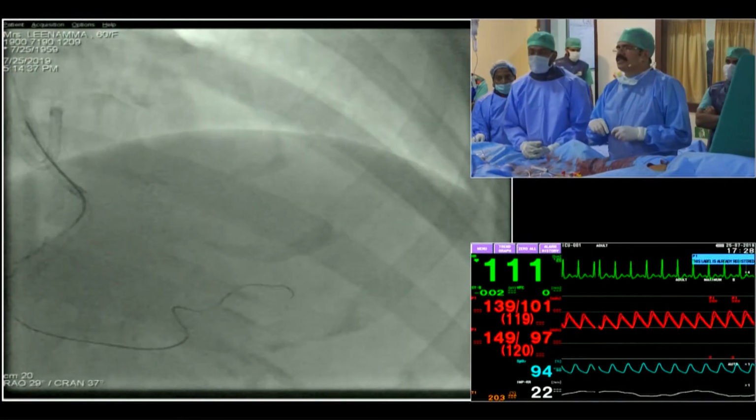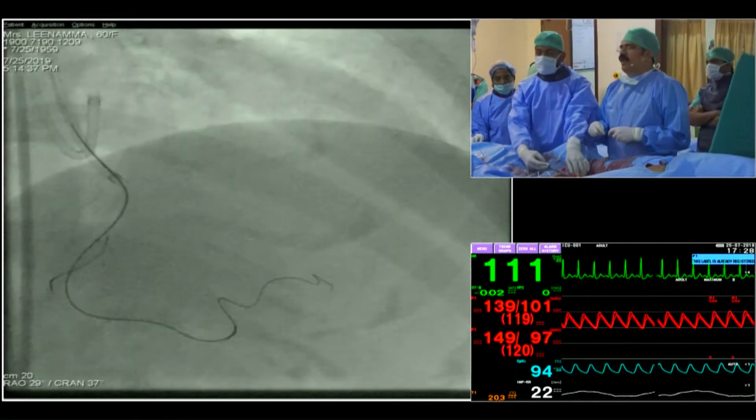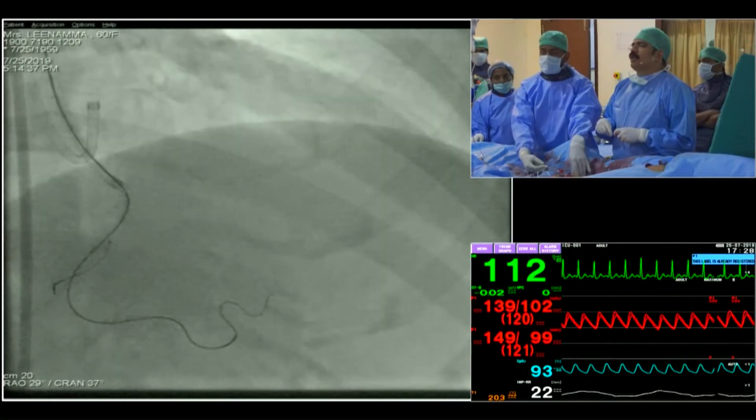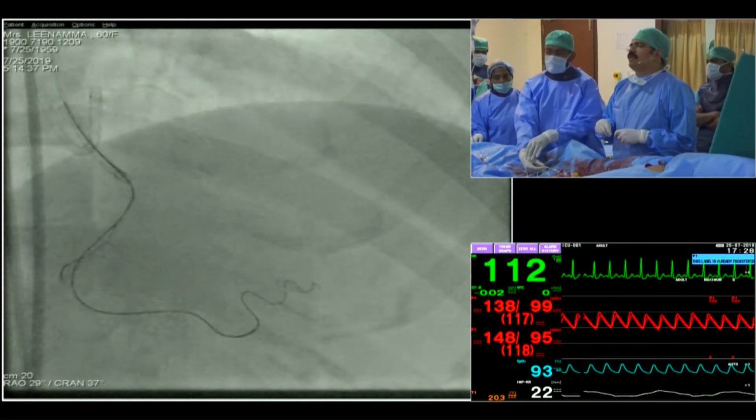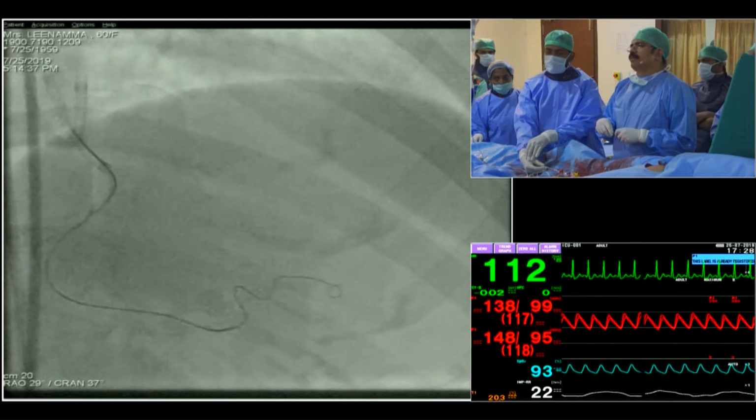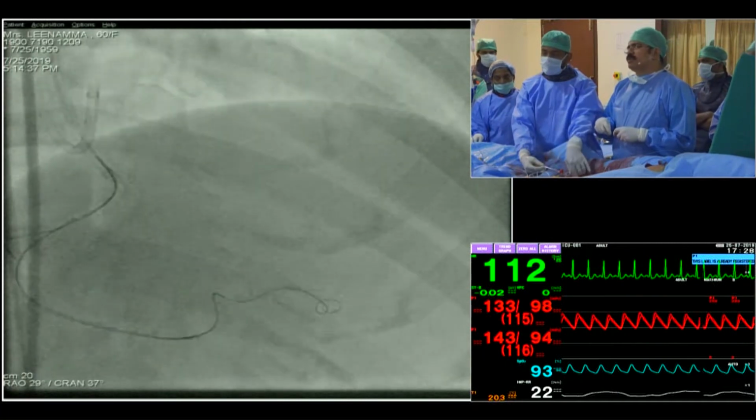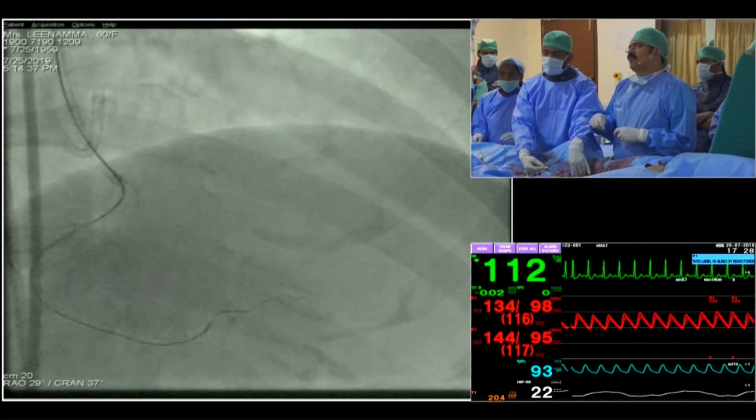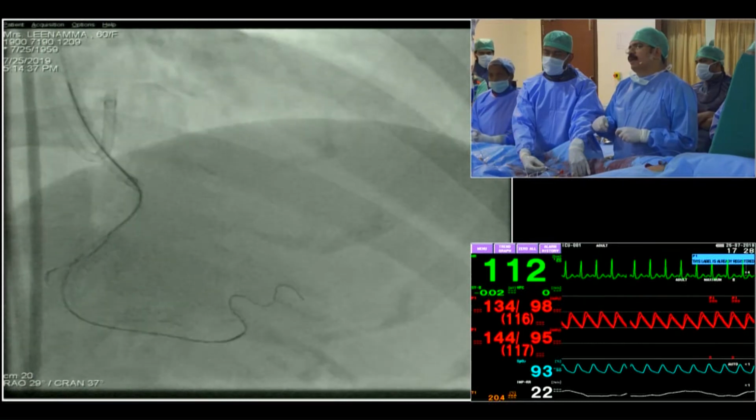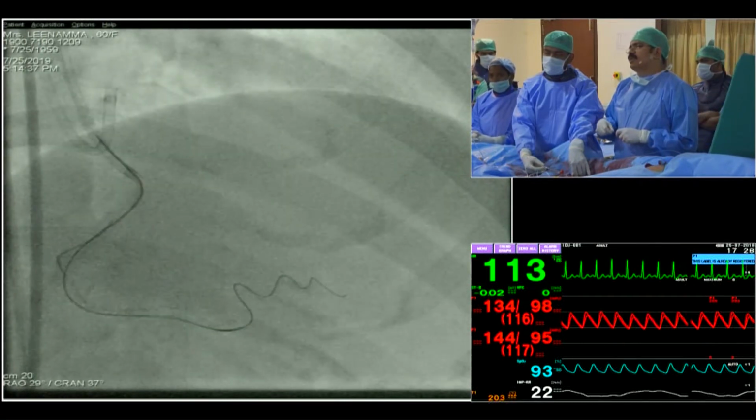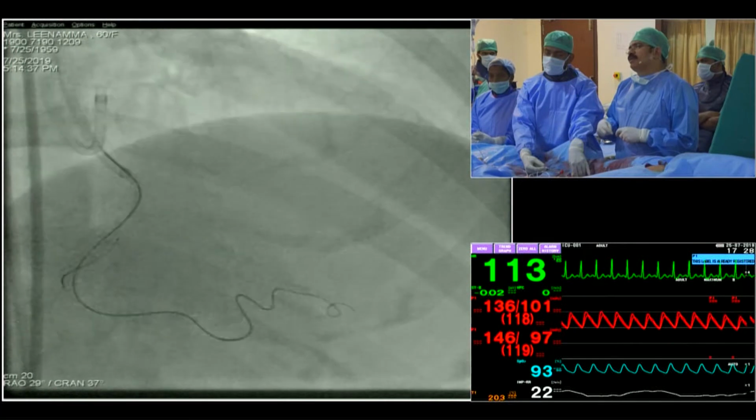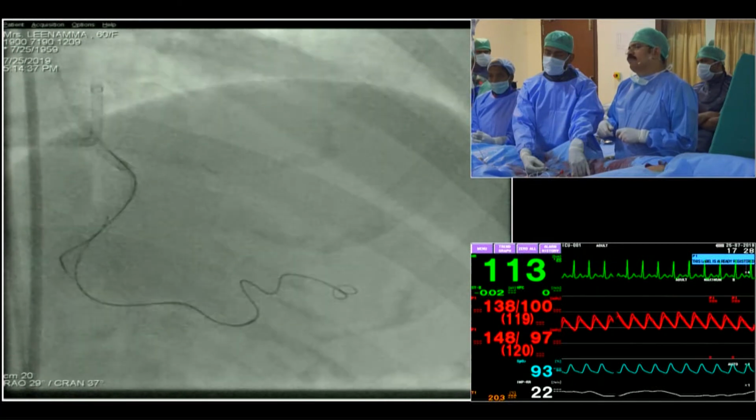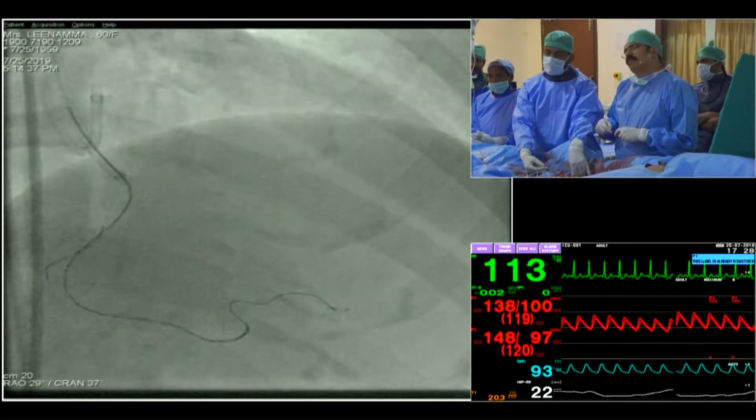So this is the situation now. I shifted the wire, but that is also not going. Probably I will try antegrade now. This actually, you see the tortuosity there, very difficult. Which wire is that? See, the wire is actually taking, this is actually, I tried with the SO3, failed, then I took a XTR.